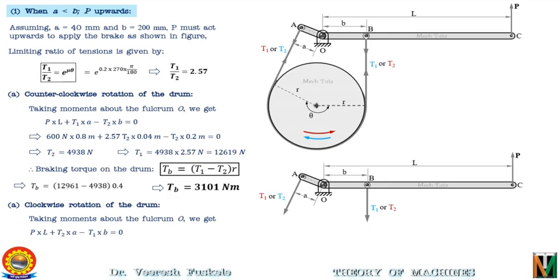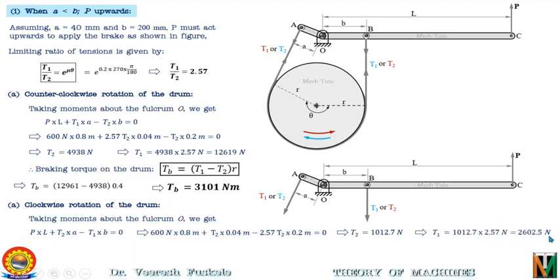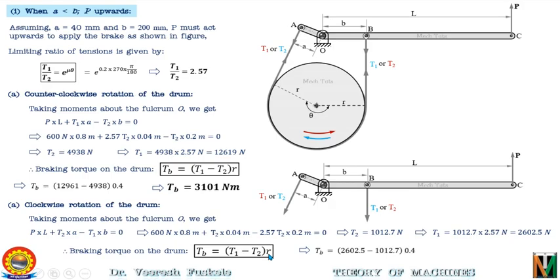Now putting the values of various parameters, we have P is 600 Newton, L is 0.8, A is again 0.04 and T1 we will keep as 2.57 into T2 from here and B is 0.2 meters. Now solving for T2, we have T2 is equal to 1012.7 Newton. Keeping the value of T2 in this equation, we can get T1 as T1 is equal to 2602.5 Newtons. Now braking torque can be again calculated by TB is equal to T1 minus T2 into R. So keeping the values of T1, T2 and R, we have TB is equal to 636 Newton meter.